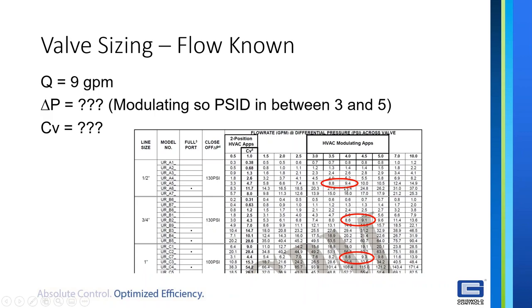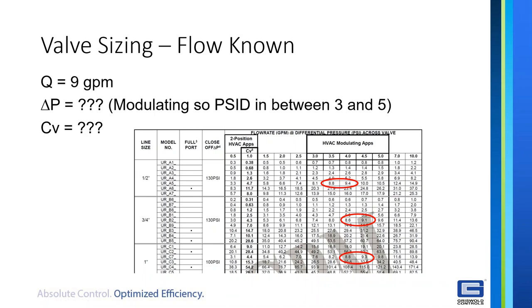That's by using the table, just knowing that for modulating, for the most part, you're going to stay within these columns. Have I seen it go up to 7 in some applications where they want more authority? Yes. Have I seen it go to 2.5 or 2 where maybe the flow rate is not available in the modulating? Yes.